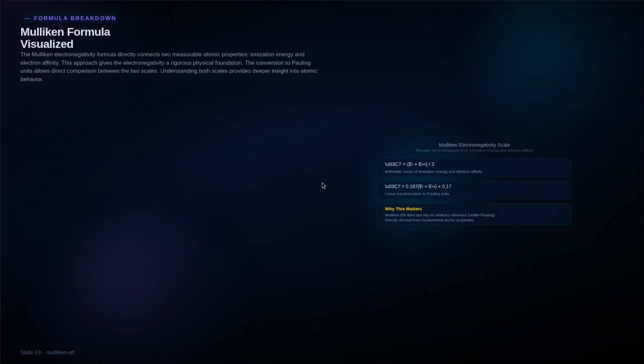Here, we break down the Mulliken formula visually. On the left is the core equation. Chi equals the average of ionization energy and electron affinity. On the right is the conversion to Pauling units. At the bottom, we see why this matters.